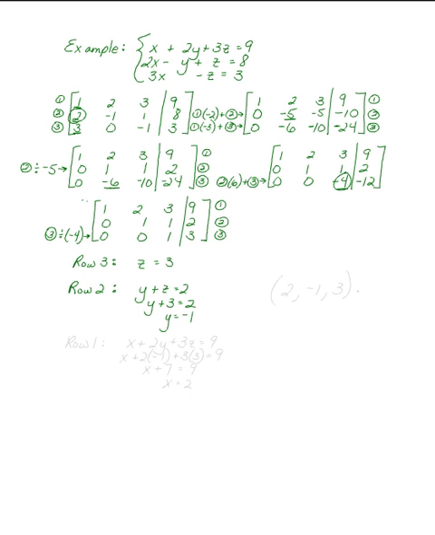And if I look back at row 1, I know that x plus 2y plus 3z is equal to 9. So x plus 2 times negative 1 plus 3 times 3 is equal to 9. This is x plus 7 is equal to 9, or x is equal to positive 2. It gets us the ordered triple of 2, negative 1, positive 3.